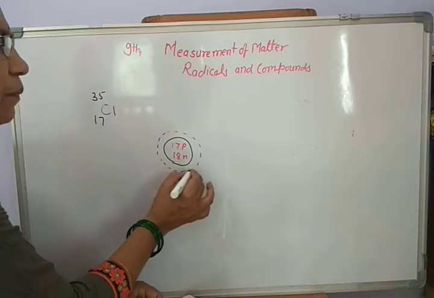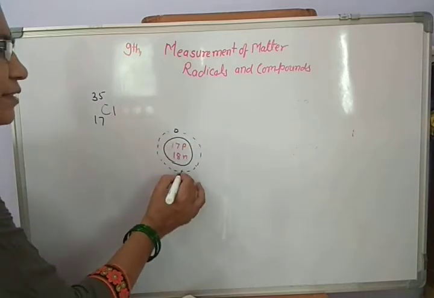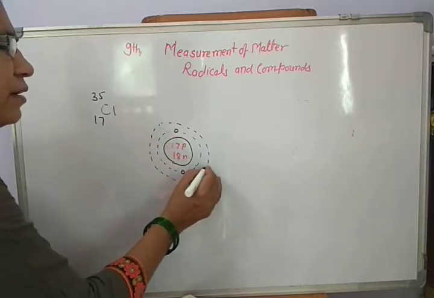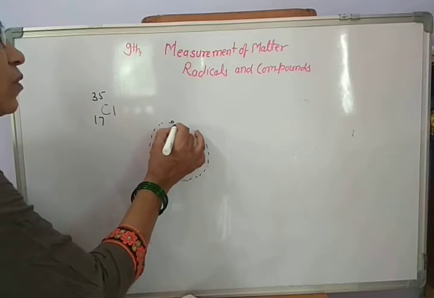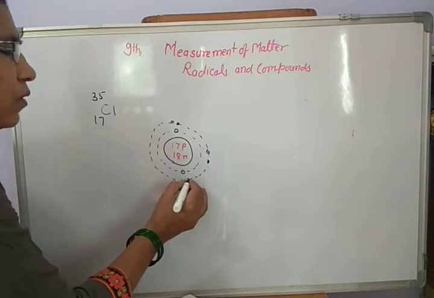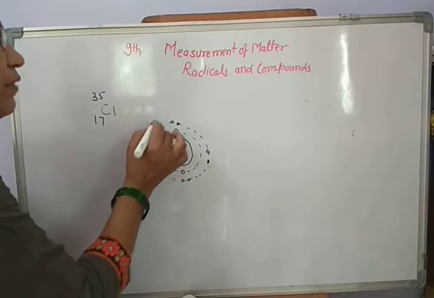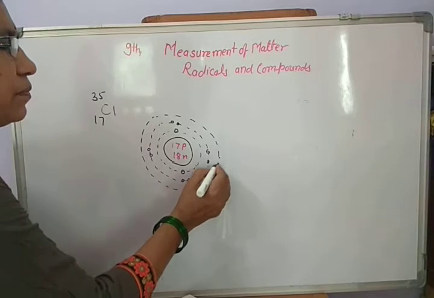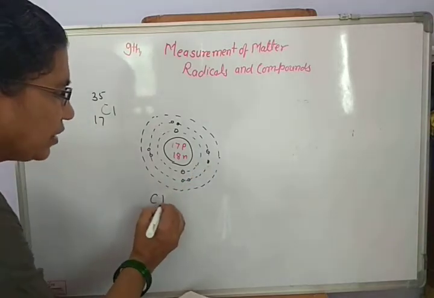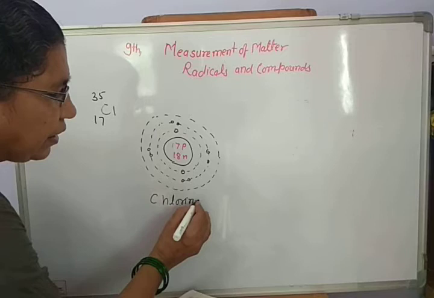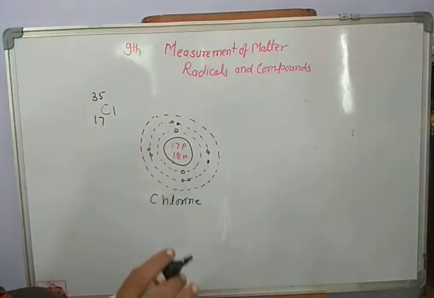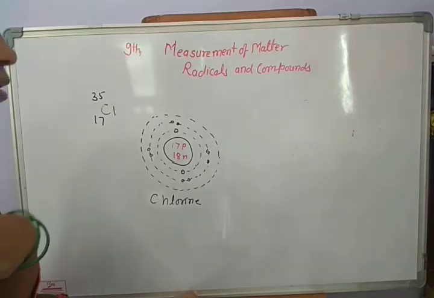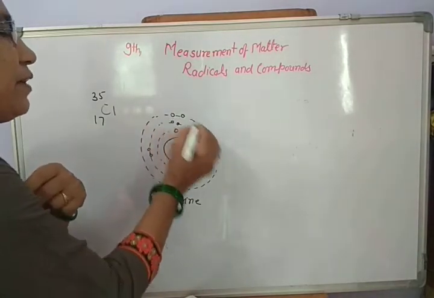These are not well built paths, therefore these are always dotted lines. This is a space where an electron can be found, or the energy level of the electron is like this. Now this is the chlorine atom. Its name is chlorine, CHLORINE. There is a very small difference between the spelling of atom and radical, so remember it well. There are only 7 electrons in the outer shell here.